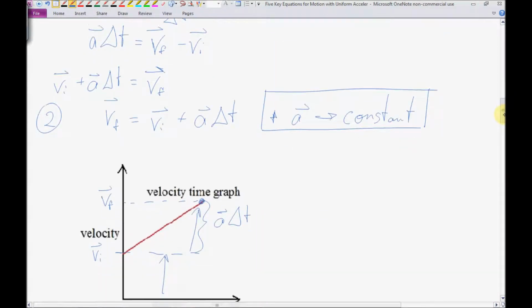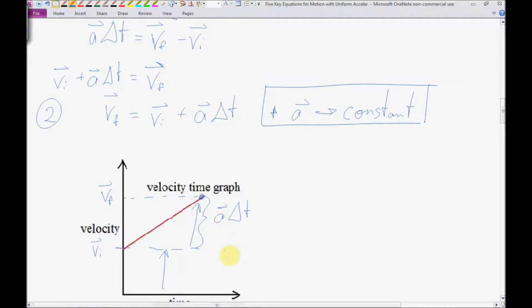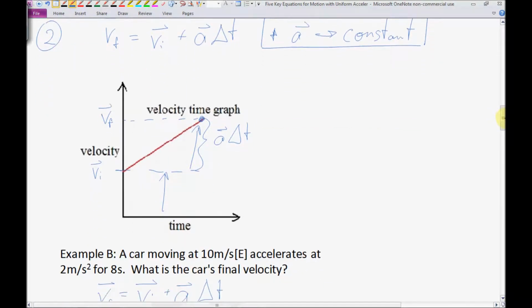Okay, and if you think about this equation in terms of this velocity time graph, it makes a lot of sense. What we're saying is the final velocity is going to be equal to the initial velocity, so this velocity, plus this velocity. This can be represented by acceleration times the change in time. Acceleration is in meters per second squared. Meters per second squared times time, which would be in seconds, gives us meters per second. That's velocity. Okay. So that was our equation 2.